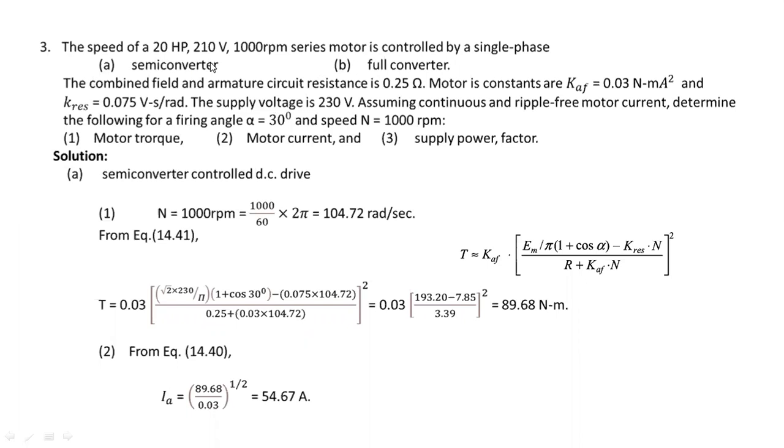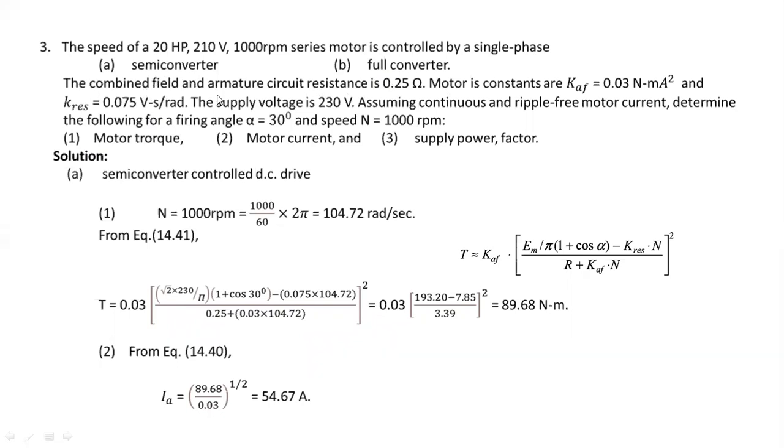The speed of a 20 HP, 210 volts, 1000 RPM series motor is connected by single phase. Here two converters have been given, because we have to do this problem for two converters independently. The first case is for semi converter. When a semi converter is fed to this motor, then what will be the parameters? Similarly, in the second case, the same problem we have to do with full converter. So two cases here: semi converter and full converter.